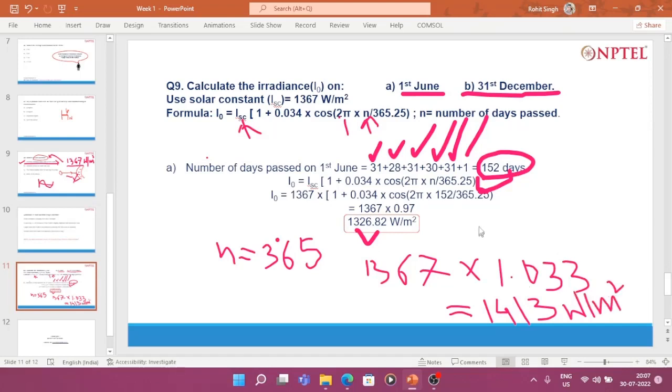So anybody who didn't get this? Anyone? I think everyone has got this. This is a simple calculation where we just put the values of n and I_SC and we get the irradiance on that specific day. So that's why the value of the solar constant is very necessary to know.